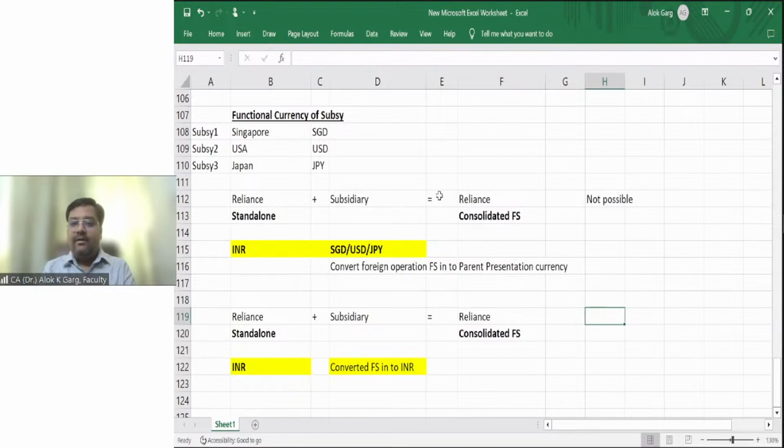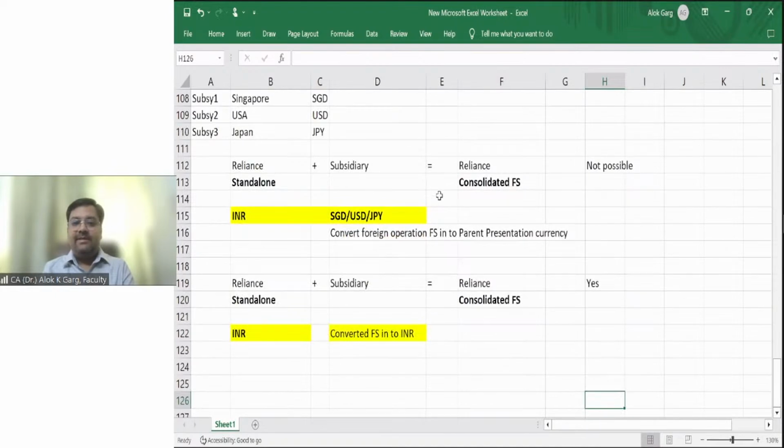Is that okay? Yes, it can be done. Is that clear?